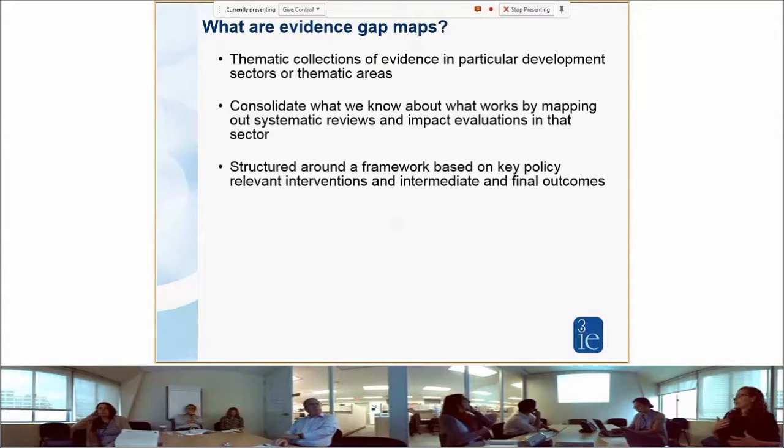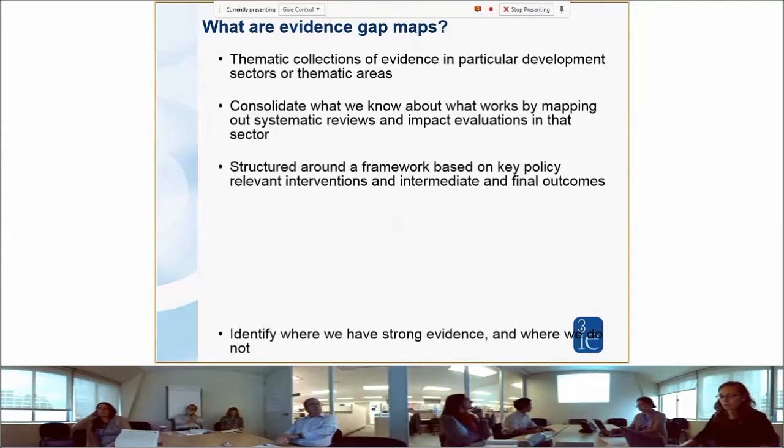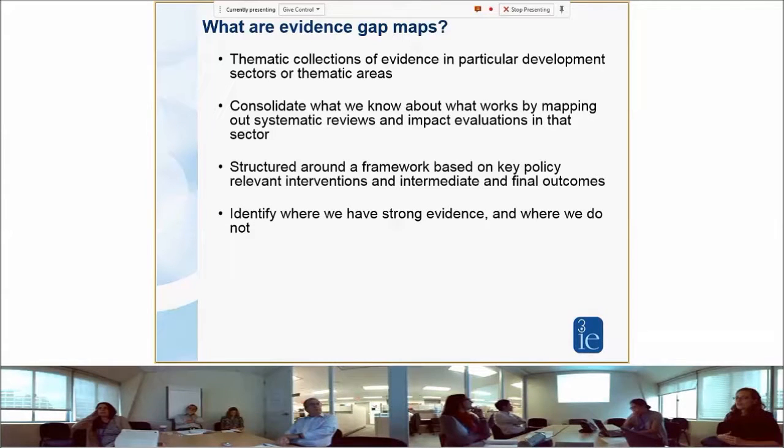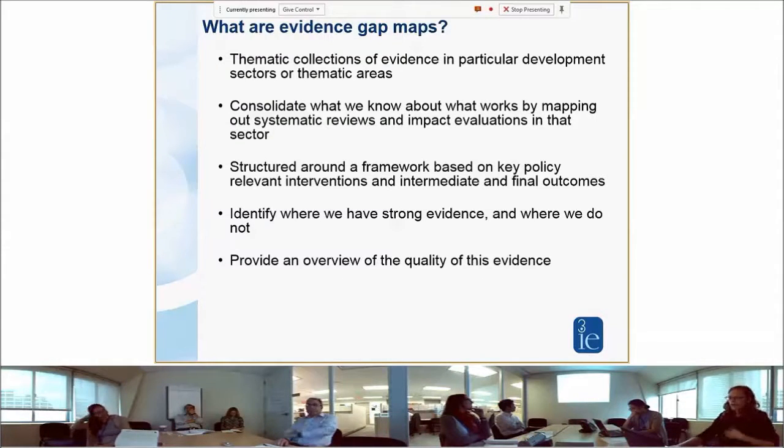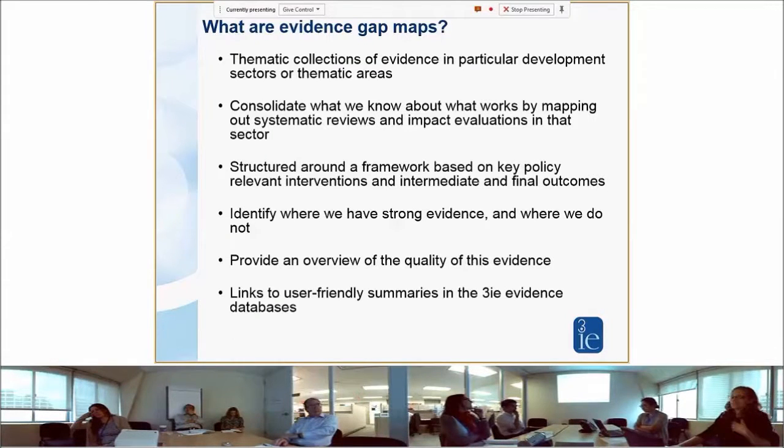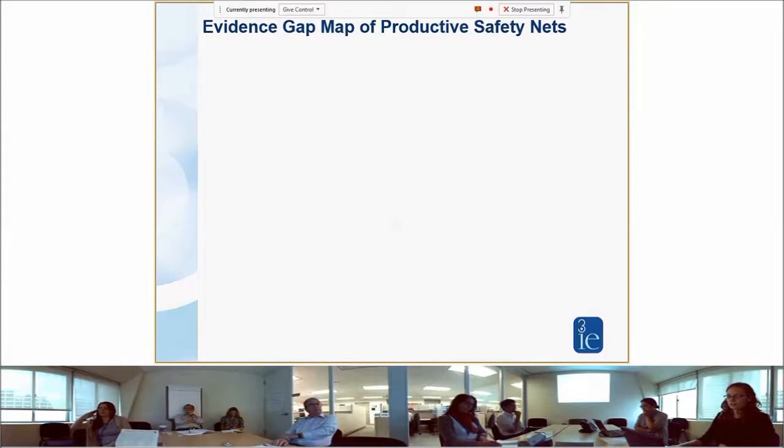And the framework of the outcomes is laid out along a causal chain from some intermediate outcomes going to some more final outcomes. The idea is to identify where we have a lot of evidence and where we have strong evidence about what works, but also to identify where there are some evidence gaps, to provide an overview of the quality of this evidence, and to provide easy access to this existing evidence through links to user-friendly summaries in 3IE evidence databases.